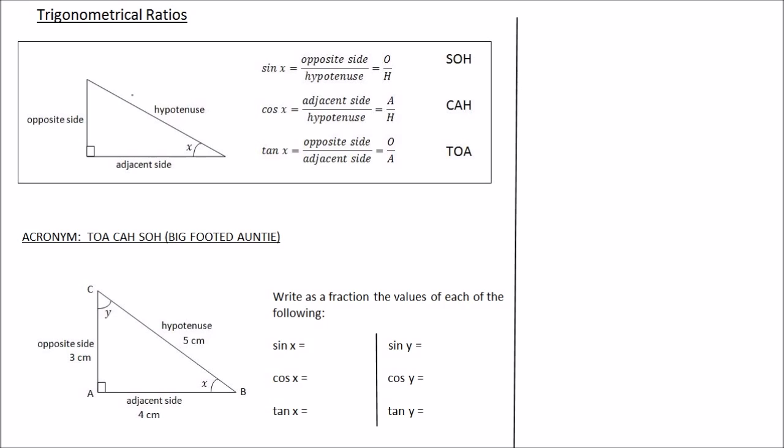Here in the box we have a right angle triangle. This angle is 90 degrees and we are given the angle here as x. The side opposite this right angle is called the hypotenuse. And this side is called the opposite side. It's opposite the angle x here, the angle under consideration. And the side here is called the adjacent side.